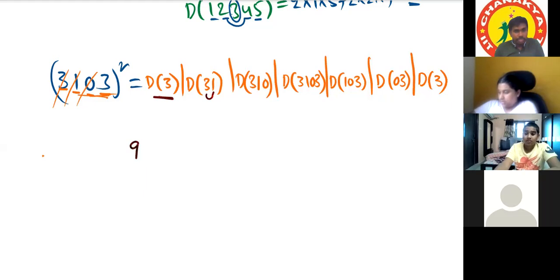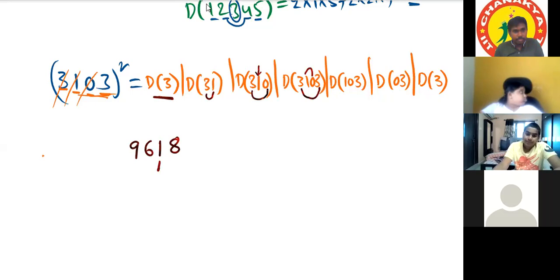2 into 3 into 1. Yeah, 6. Duplex of 310: the product of these two is 0, 2 times that is also 0. But the middle digit's square will be there: 1 square is 1. Then duplex of 3103: the product of these two is 9, 9 double is 18. 18 plus the product of these two, which is 0, so no need to consider that. So overall it is 18 only, 1 and 8.